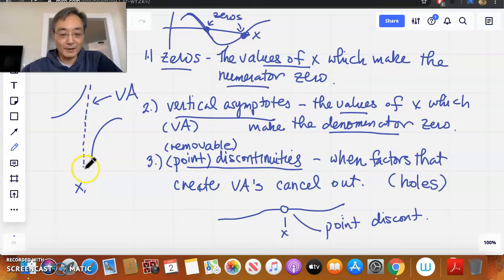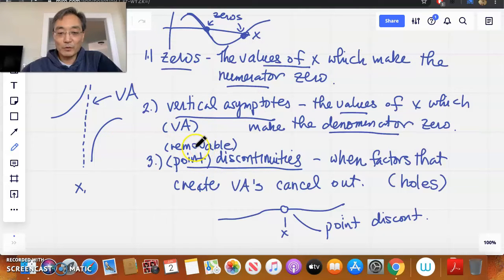It's a line, basically. It's an imaginary line. x equals some number. So in terms of the rational function, the values of x which make the denominator go to 0, the values of x which make the denominator 0, they're called vertical asymptotes. And we're going to abbreviate that using VA.